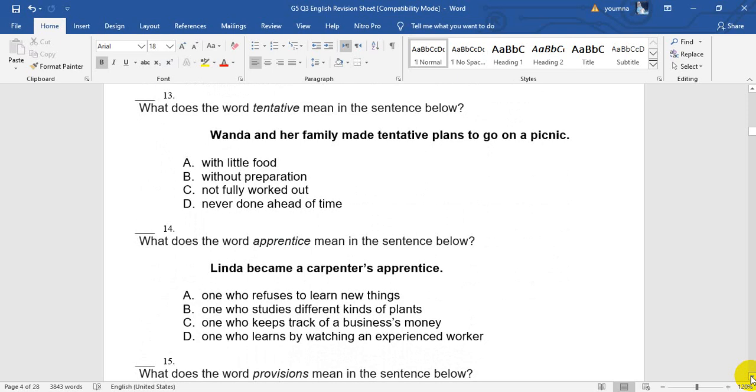Let's move to number 13. What does the word tentative mean in the sentence below? Wanda and her family made tentative plans to go on a picnic. So, tentative means with little food, without preparation, not fully worked out, never done ahead of time. So, tentative means not fully worked out. Very good. So, unsure.